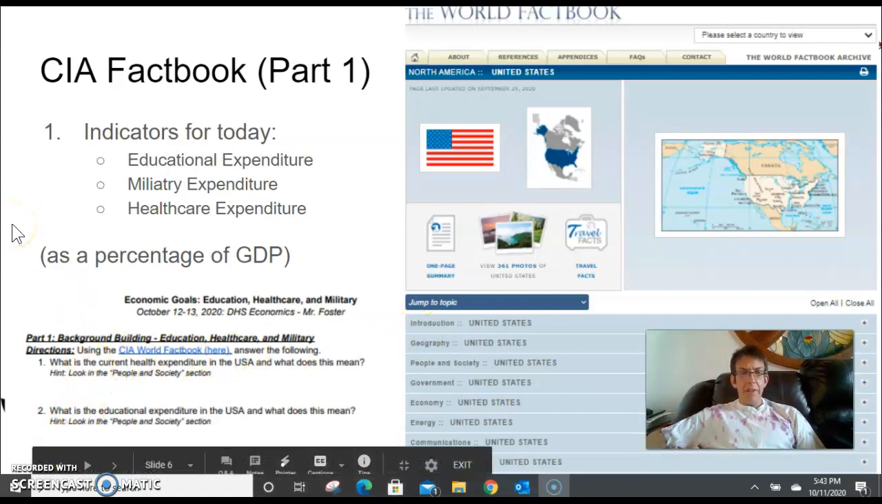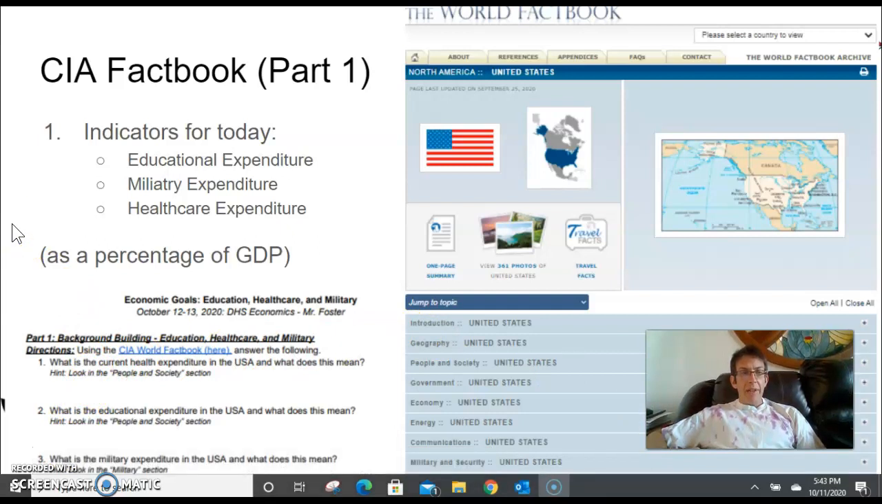I gave a little hint that for question number 1, it says, what's the current health expenditure in the US and what does this mean? And for number 2, it said, what's the educational expenditure in the US and what does this mean? I'm going to tell you what it means and also where to find it. So as long as you're watching the video, it'll be very easy for you.